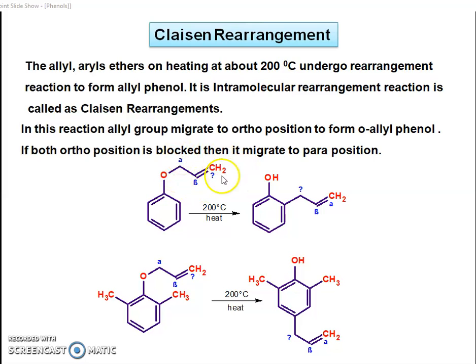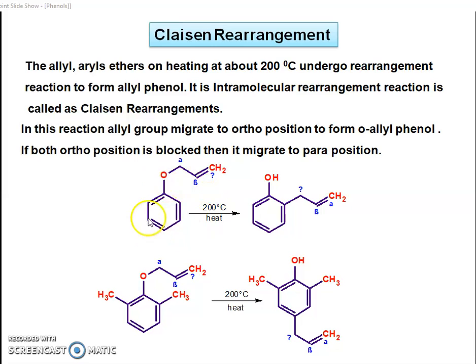This allyl group will be migrated to the ortho position. This is called the Claisen rearrangement. In this reaction, the allyl group migrates to the ortho position to form ortho-allyl phenol. If both ortho positions, like this position and this position, are blocked, then this allyl group migrates to the para position.